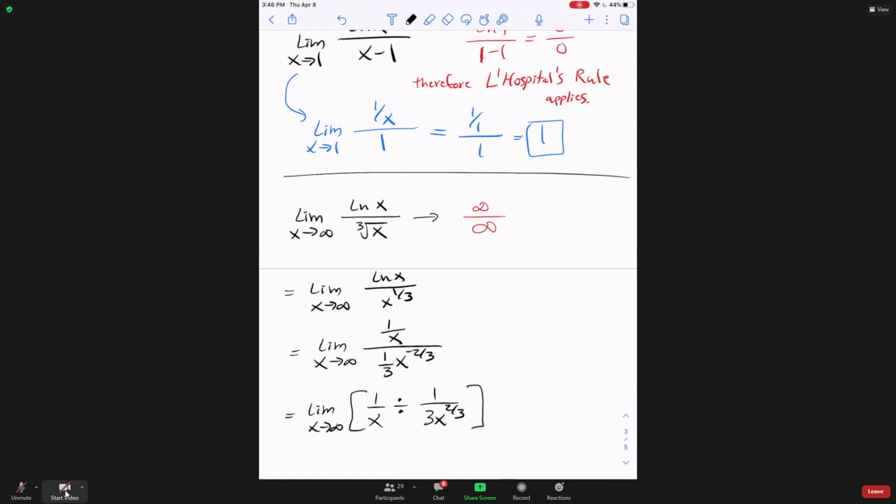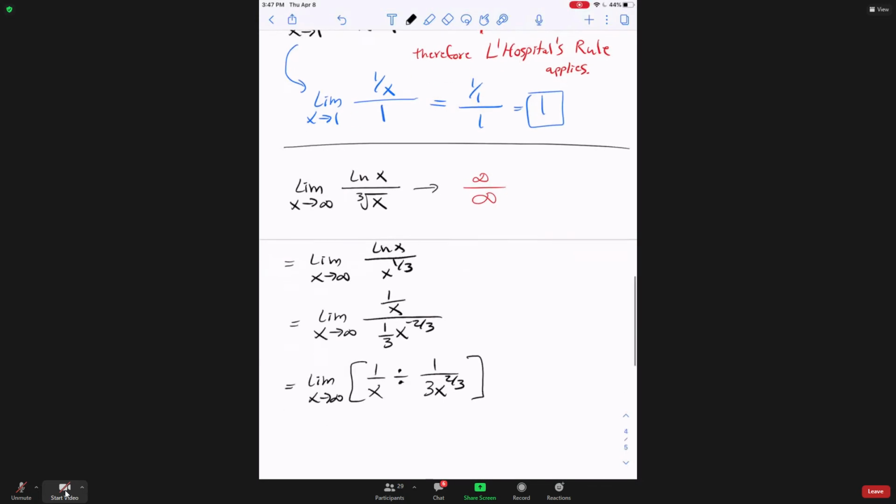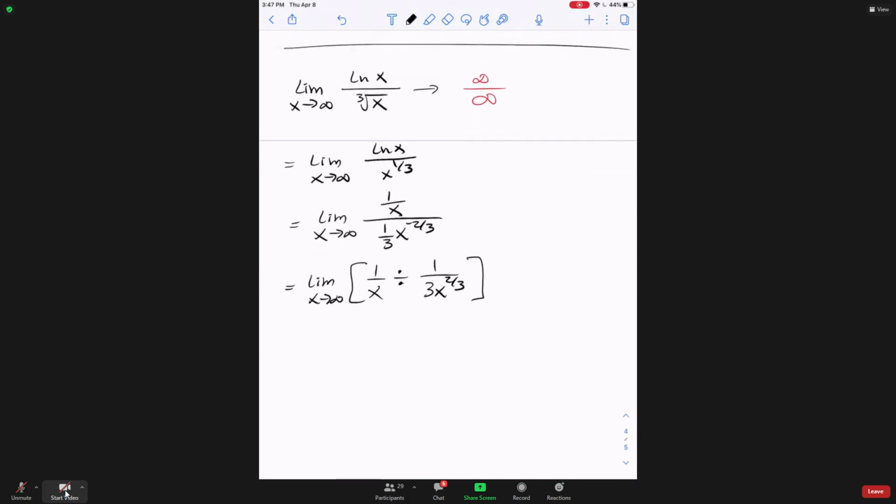I wrote my division like this. So 1/3 x to the negative 2/3 is the same as x to the 2/3 being on the bottom. Now, change that division to multiplication, invert the second fraction, and simplify. Then once you simplify, take the limit and see where you head. You want to try finishing this?